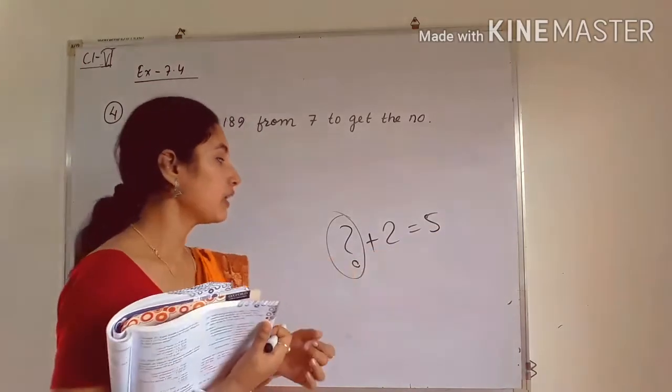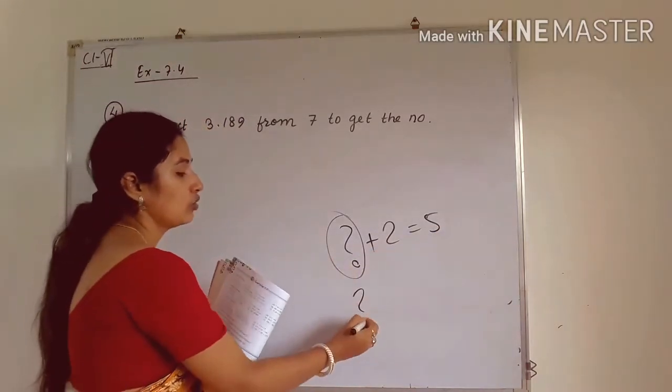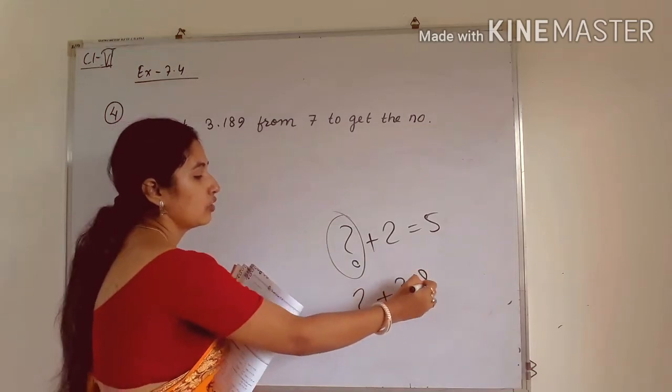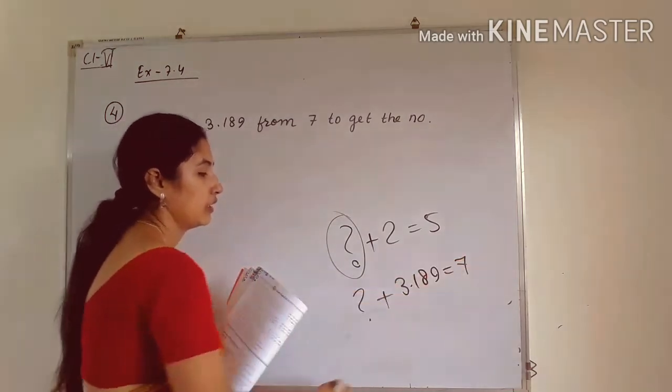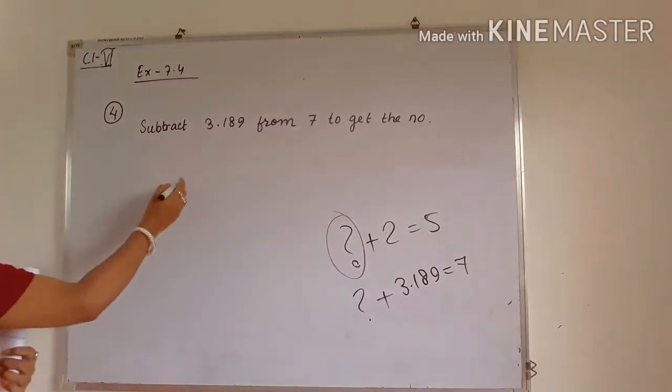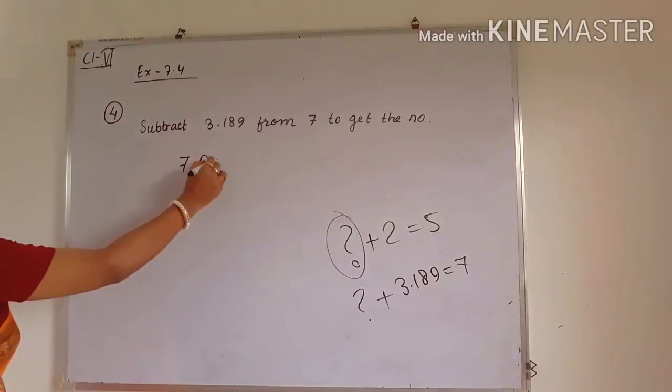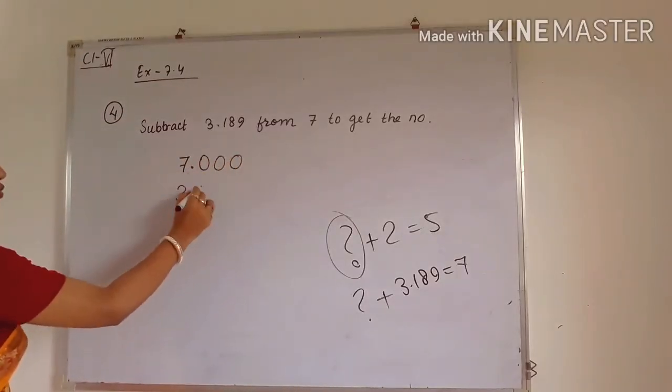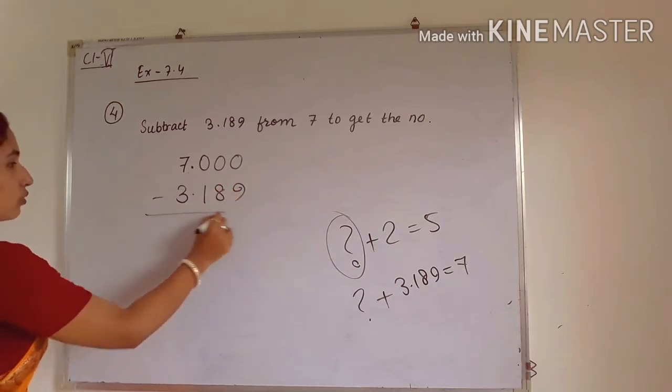Okay. So similarly, what should be added to 3.189 to get 7? Yes, you have to subtract 3.189 from 7. So you can easily subtract it by converting it into like decimal numbers. So you have to do it like this. So please students, try to do this question.